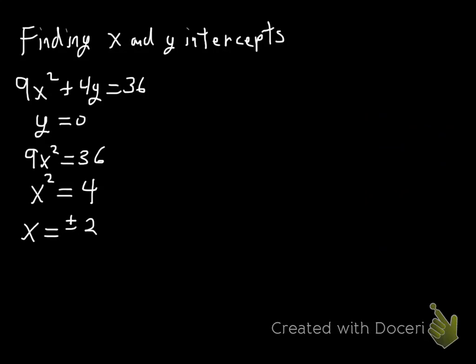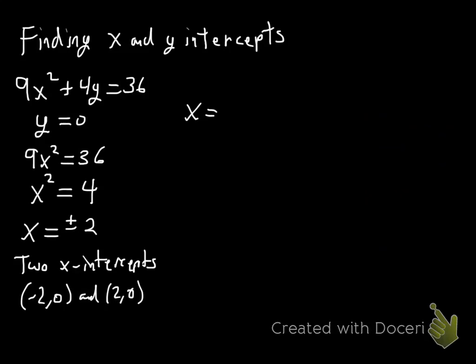So when we take the square root of 4, that's going to give us the 2, but when we take a square root when we're solving an equation, we're going to get the plus and minus. So we actually get two x-intercepts here. One at -2, 0, and then the other one at 2, 0. So it's a little bit more complicated in terms of solving for the x-intercepts.